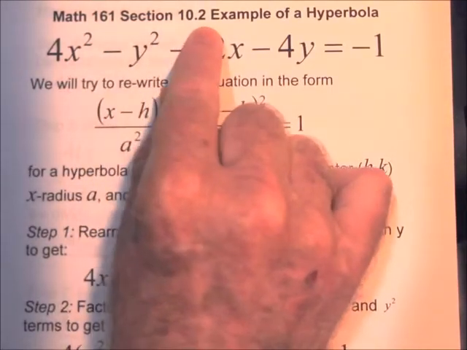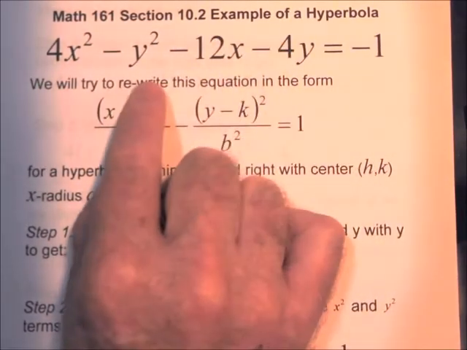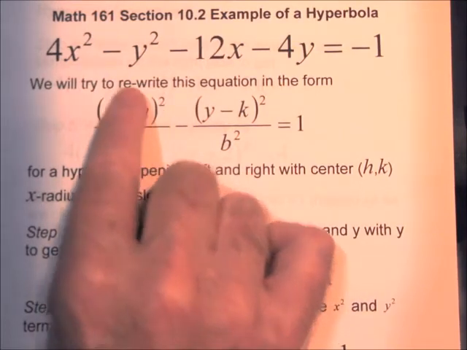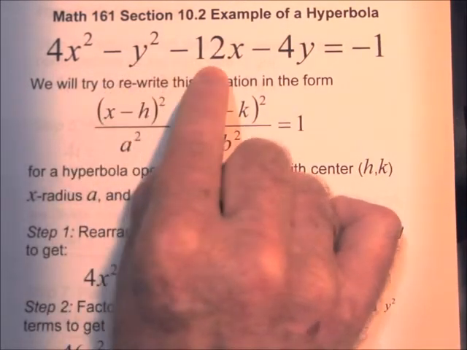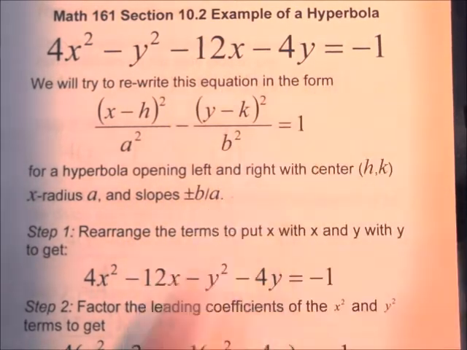Section 10.2, hyperbolas. We have an equation here: 4x squared minus y squared minus 12x minus 4y equals negative 1. Because of this minus sign here, it will probably be a hyperbola.